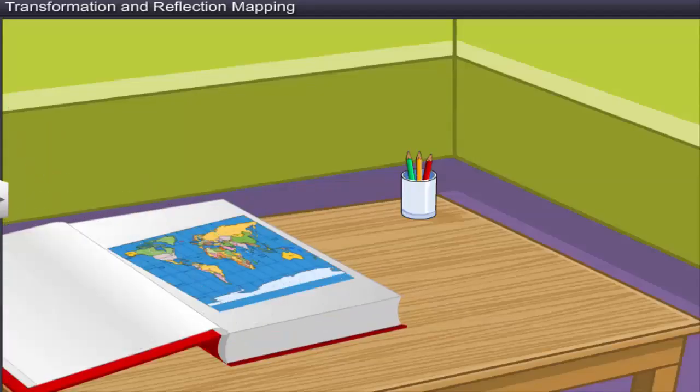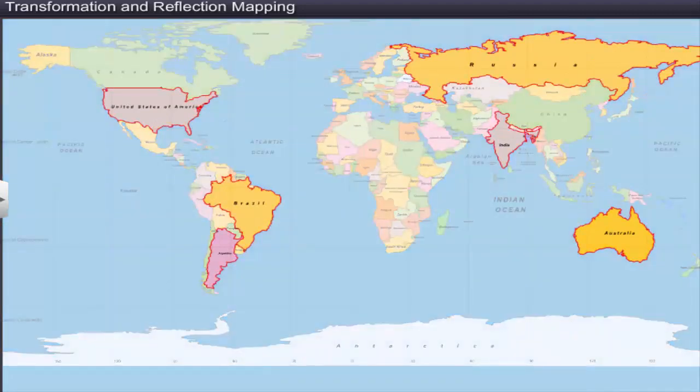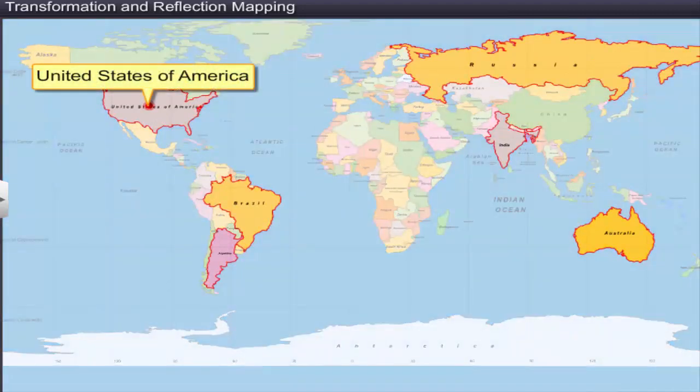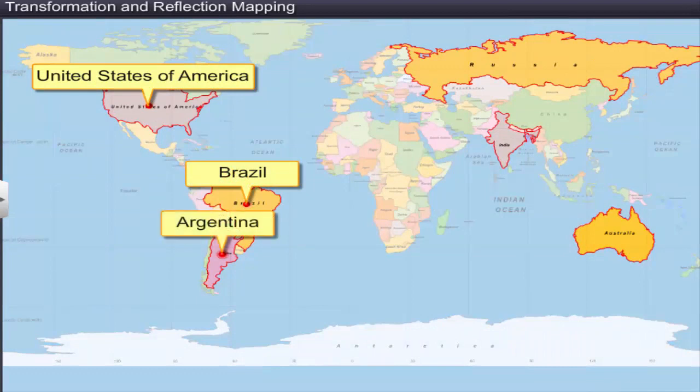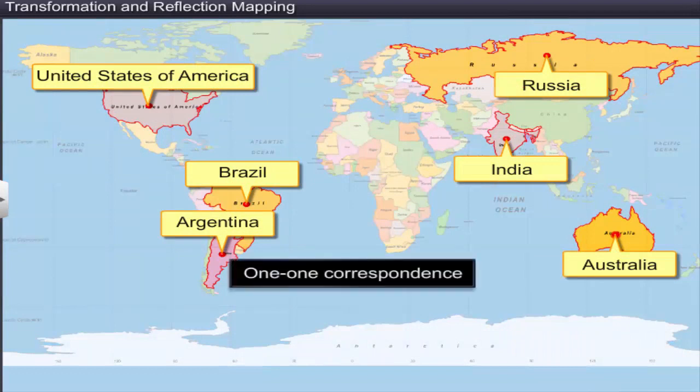Similarly, if you look at a map of the world, you will find that each country is mapped onto a unique point in the map. And conversely, each point on the map represents only one place in the world. So this is also an example of one-to-one correspondence. And we say that the world is mapped on a sheet of paper.